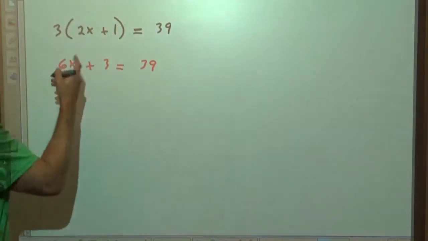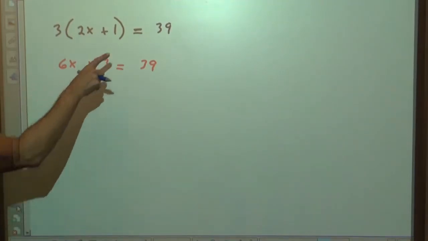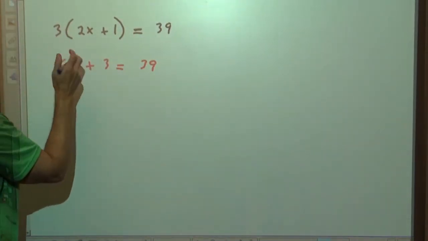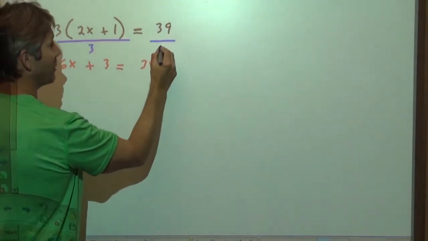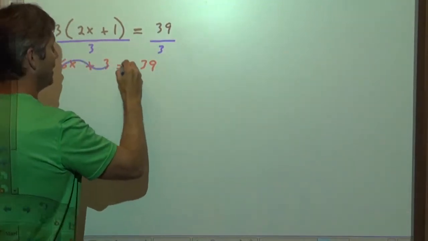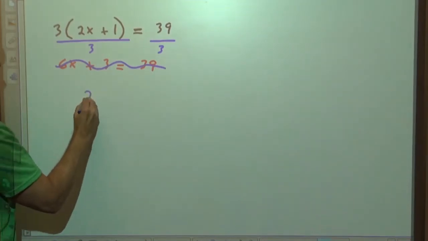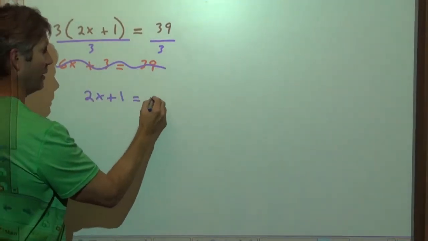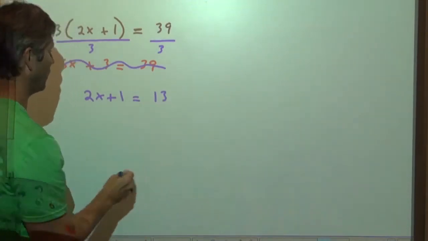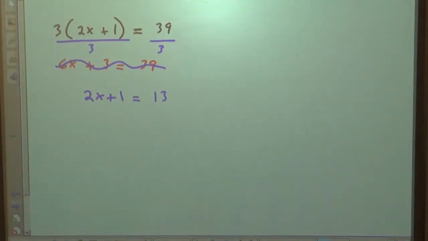If it were me doing this problem, I'd say to myself, 39 is divisible by 3. So if I do the same thing to both sides, namely dividing both sides by 3, then what I end up with is the quantity 2x plus 1, I also made the parentheses disappear, equals 13. It keeps the number smaller, and I think it's an easier way to do the problem.